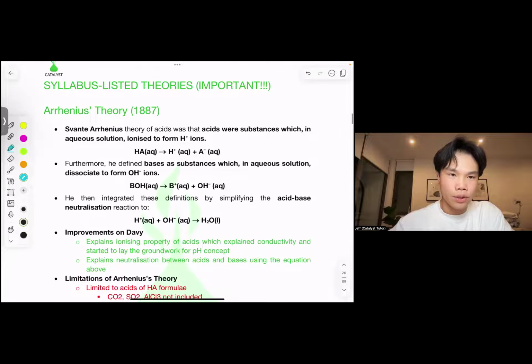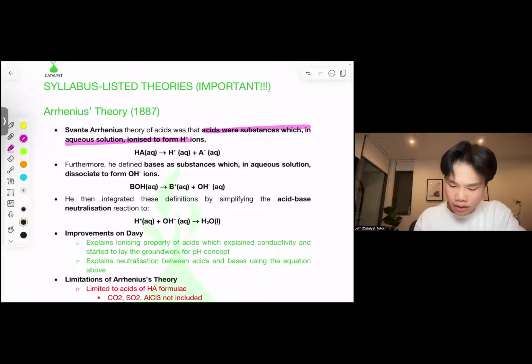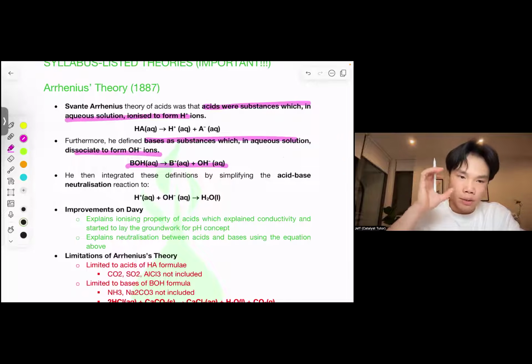Which introduces our big hitters. So Arrhenius says that acids are substances which in solution ionize to make H+. HA dissociates into H+ and A-, and bases ionize in solution to make OH-. BOH goes to B+ and OH-. Neutralization was defined as the reaction of H+ with OH- to make H2O.